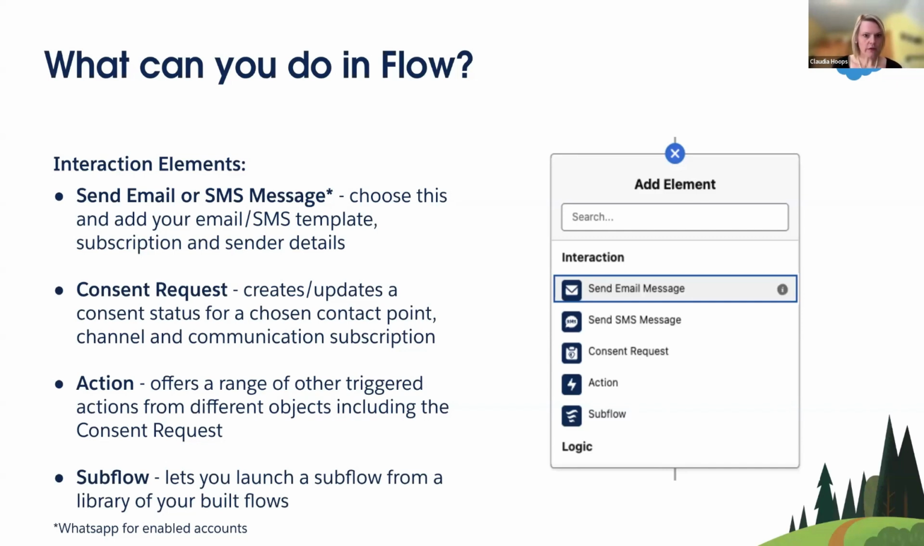There is also a bunch of other actions. The consent request, for example, is part of those actions that offer a range of triggered options. Due to time constraints, I can't go into much detail, but it's quite interesting to check those out and have a look at the available actions. And then we can also launch a subflow. Subflows can come in handy if you have multiple, for example event-triggered flows with the same logic at the end. You could create one subflow and launch it from all your other flows, so you don't have to rebuild that logic into every single flow.